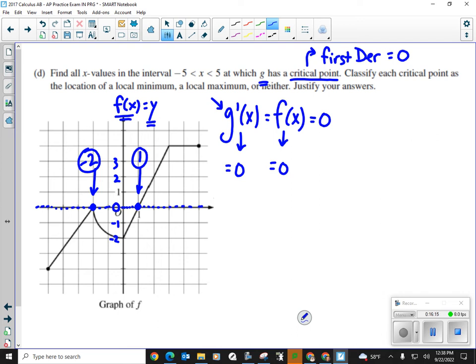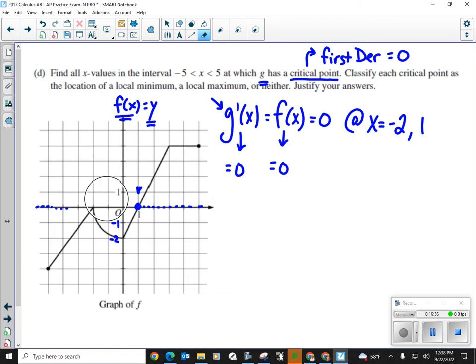Never mind. So, this happens at x equals -2 and 1. All right? Now, at those points, I need to figure out if they're minimums, maximums, or neither. All right? So I'm going to erase this stuff right here.